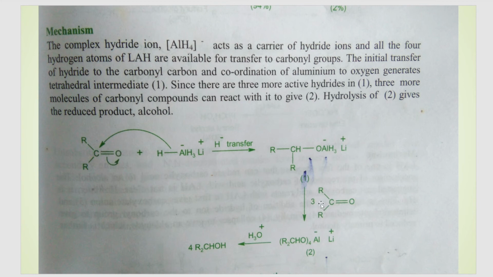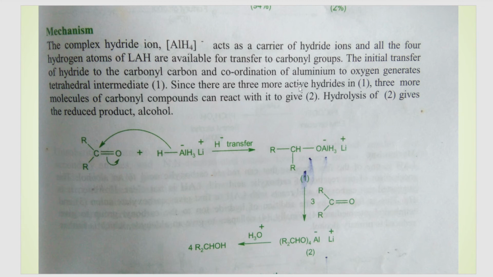Same way to these three ketones also same thing happens. The hydride ion from here will get transferred to the carbonyl carbon, and the oxygen of every ketone, all three ketones, will coordinate with this aluminium. So finally to the aluminium, four oxygens are attached from the four ketone groups.